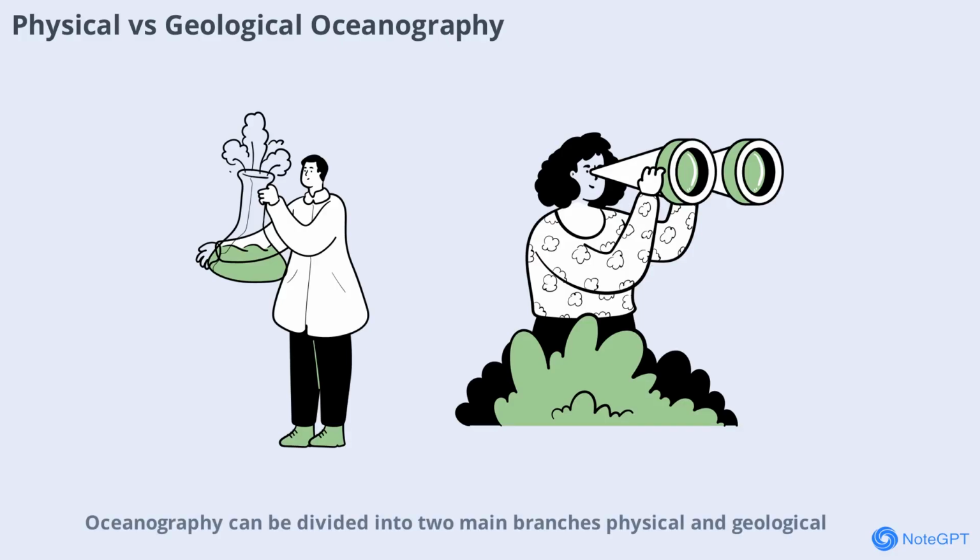Oceanography can be divided into two main branches: physical and geological. Physical oceanography focuses on the ocean as a dynamic system, studying currents, waves, and the principles that govern their movement, such as conservation of mass and energy. Geological oceanography, on the other hand, examines the rocks and sediments found on the ocean floor and margins, seeking to understand how these features formed and what they reveal about Earth's history. By combining these perspectives, scientists gain a comprehensive view of the ocean's role in shaping our planet.